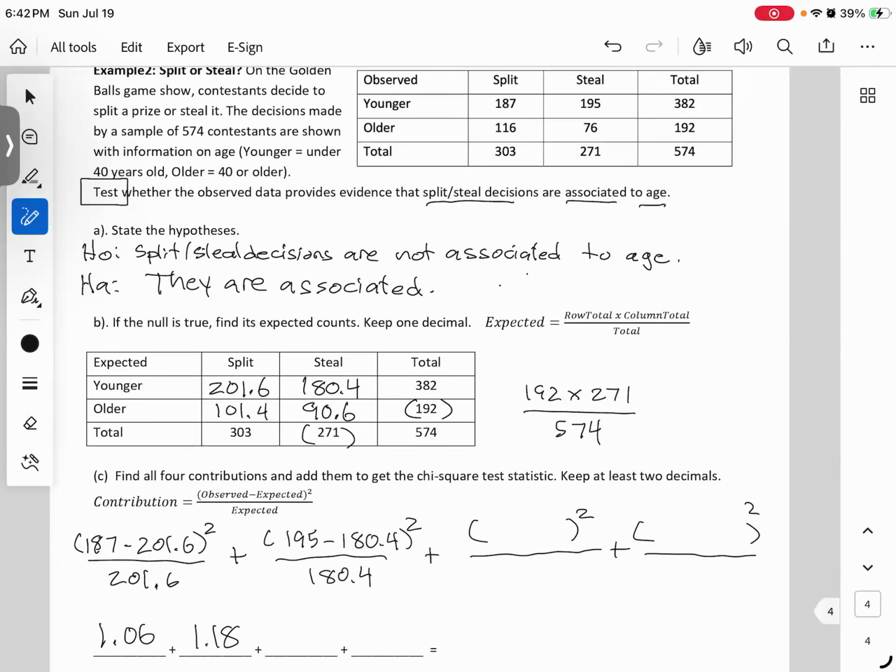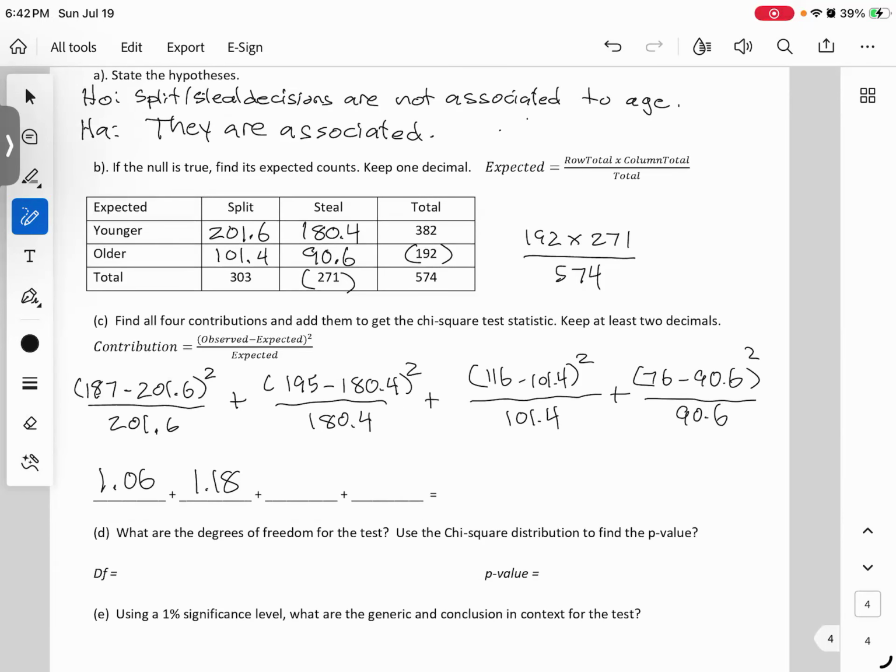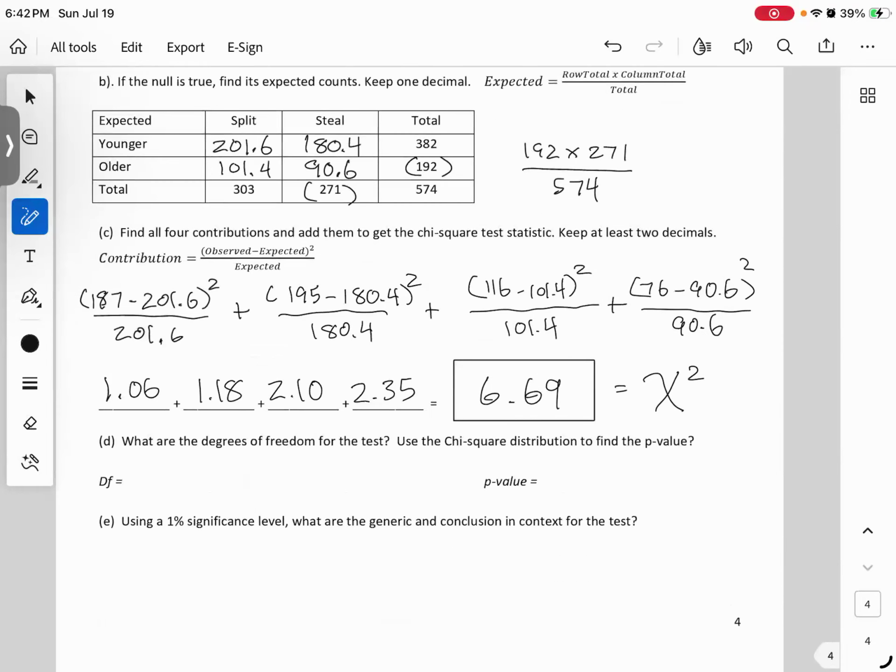So the last couple ones would be the 116 that's observed minus the 101.4, then dividing by the 101.4, then the 76 minus the 90.6. And so the last two remaining contributions would be 210 and 235. And then as we add those up, that's going to be our chi-square statistic, which is 6.69, which is pretty good.